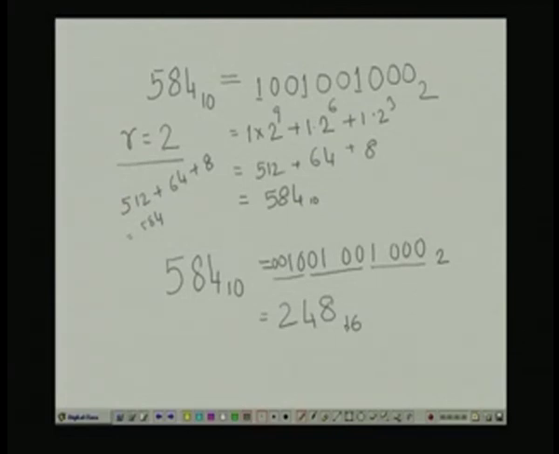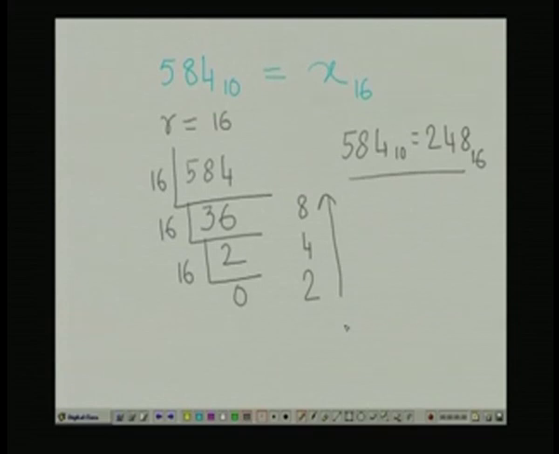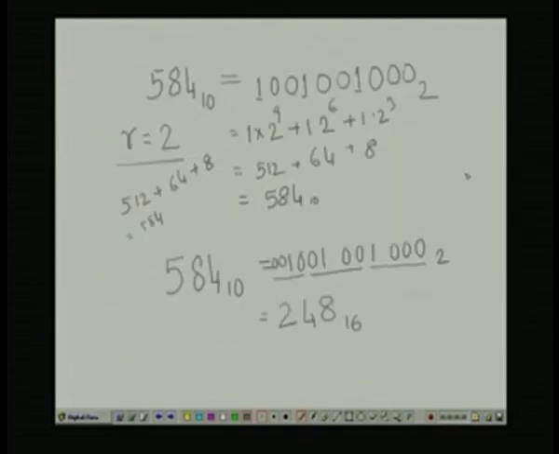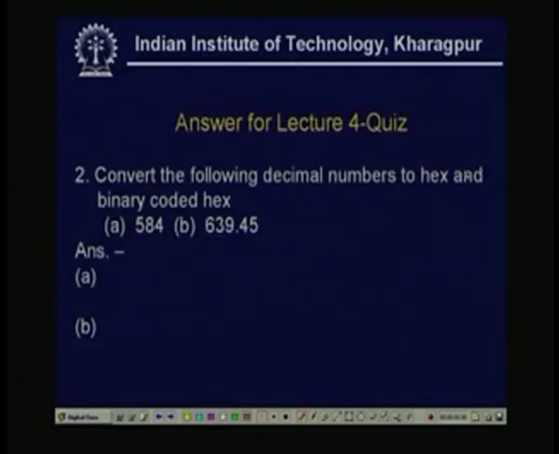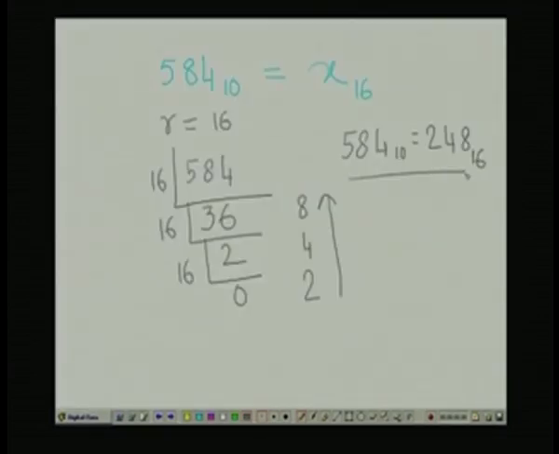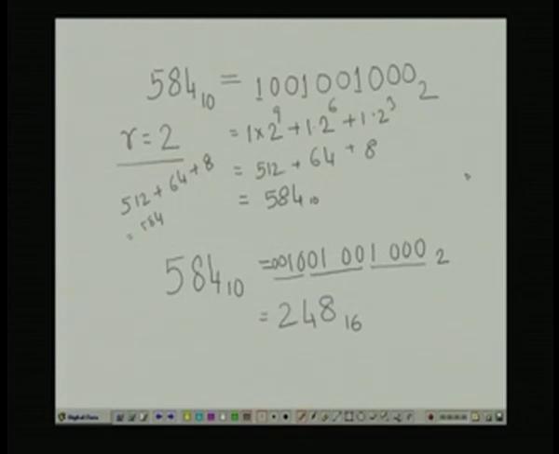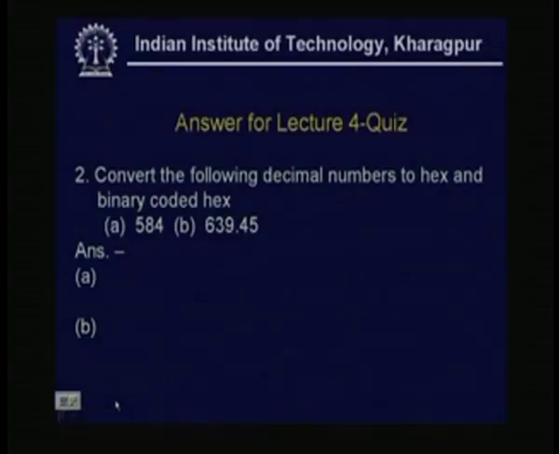That is what we got when converting from decimal to hexadecimal. Similarly, we can do the B part also. Now, we see our third question.